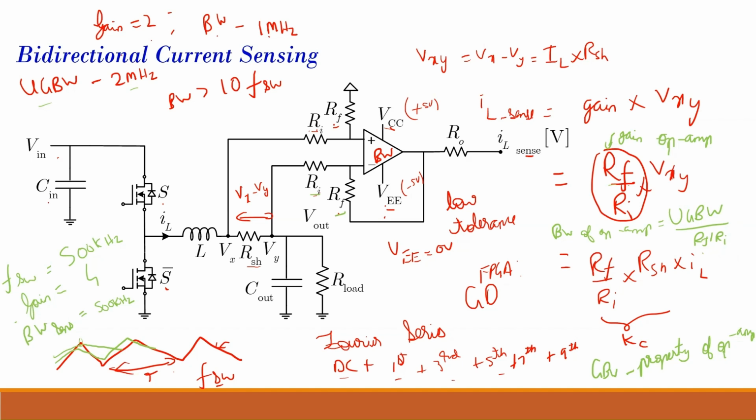Now this is the bandwidth of the op-amp. Because of this gain, the bandwidth of the op-amp has reduced. Yes, exactly. So this is unity gain, meaning when the gain is 1, this is the bandwidth.